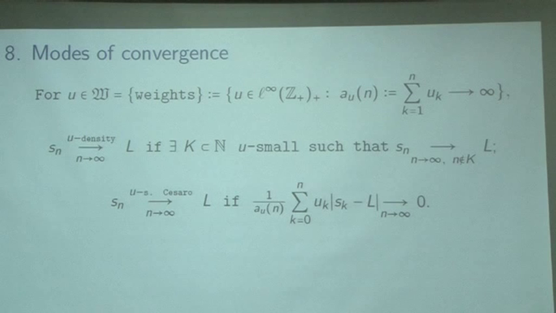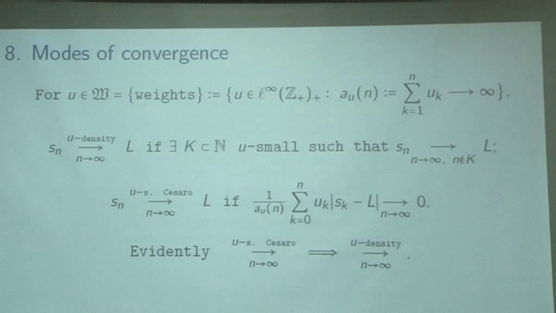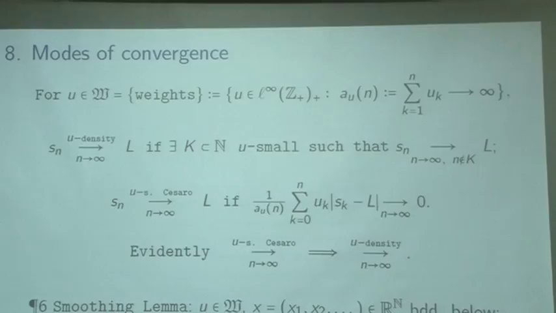Then we can talk about strong Cesaro convergence, or U-strong Cesaro convergence, about this kind of thing. So if U_k was equal to 1, then this would be normal strong Cesaro convergence. And then, of course, you can see that U-strong Cesaro implies U density. The converse is going to be wrong, because I can have something which converges U-strong Cesaro, and then take the small set and blow it up out of all proportion to wreck the averages, make it really big.